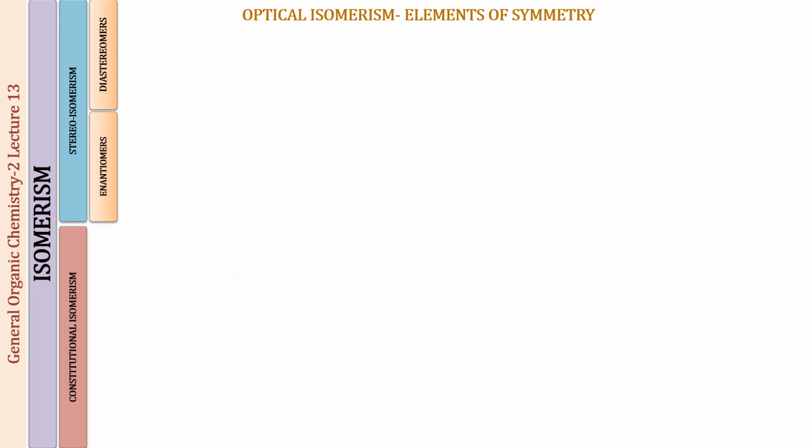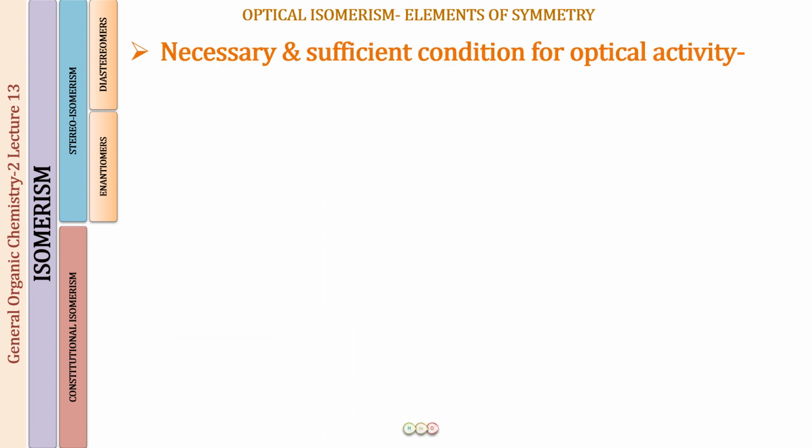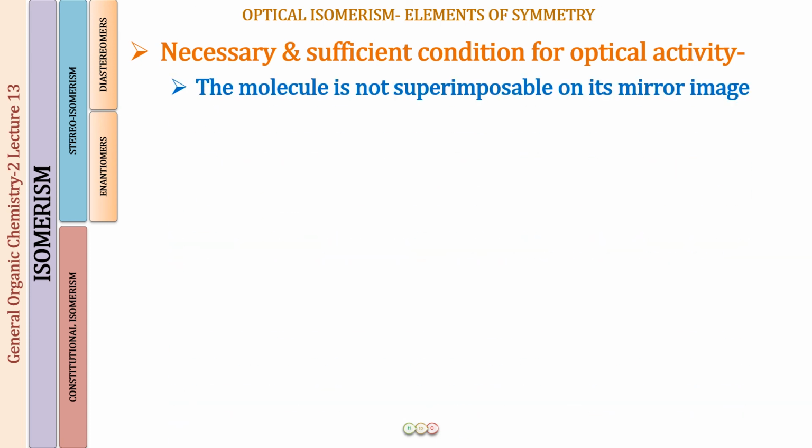So finally we come to the conclusion of this lecture, where now we are going to talk about the necessary and sufficient condition for optical activity. And what you have learnt is that if a molecule is not superimposable on its mirror image, that compound is going to be an optically active compound. If the molecule has a mirror image, but the mirror image and the compound are superimposable on each other, that compound is going to be an achiral compound. It will not show optical activity.